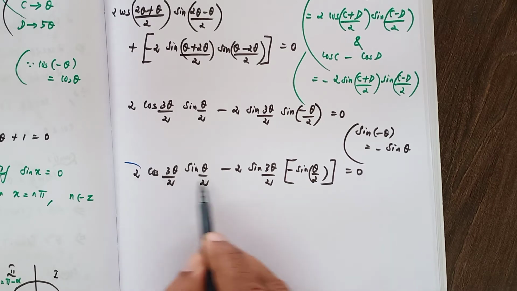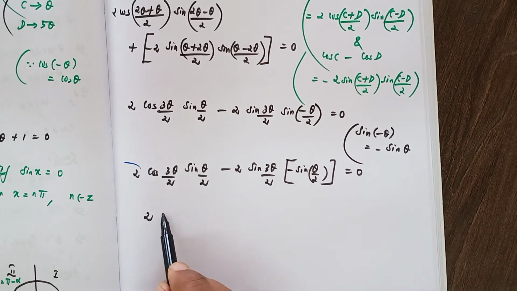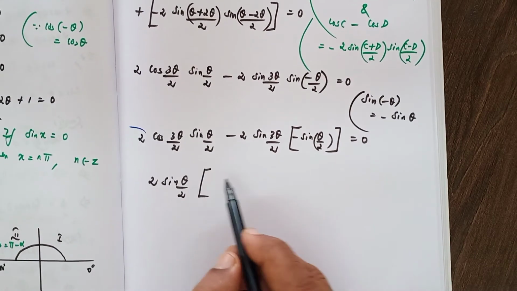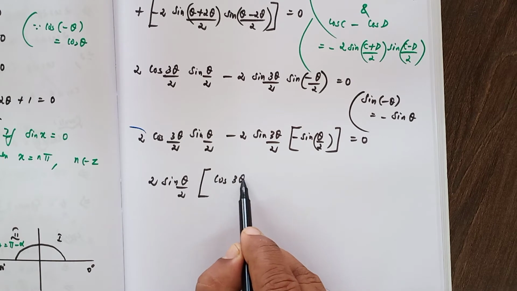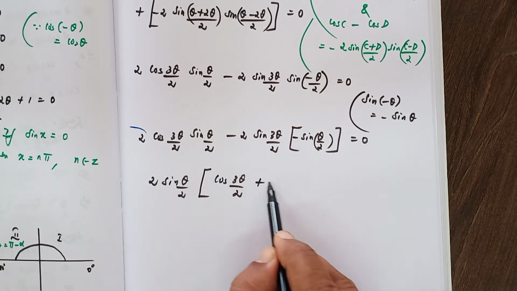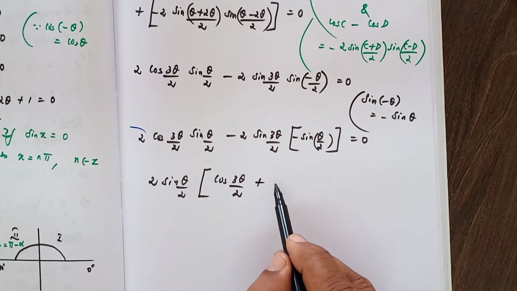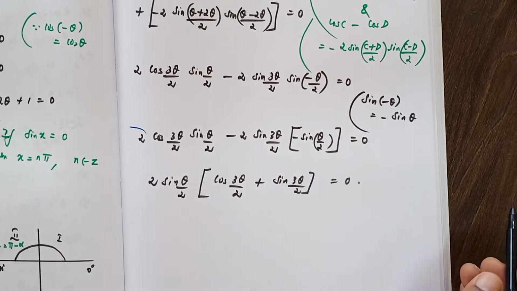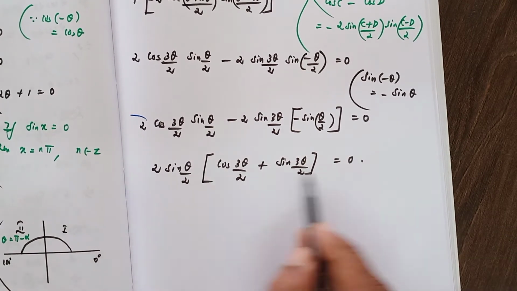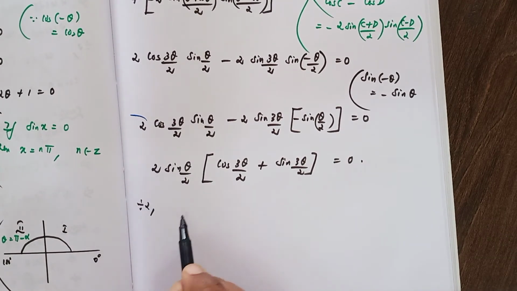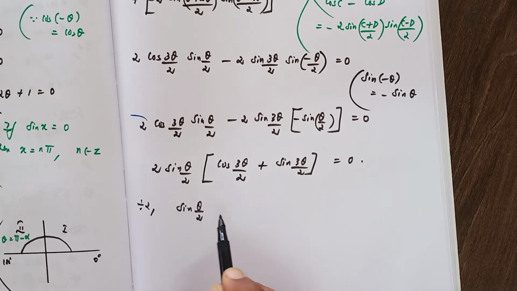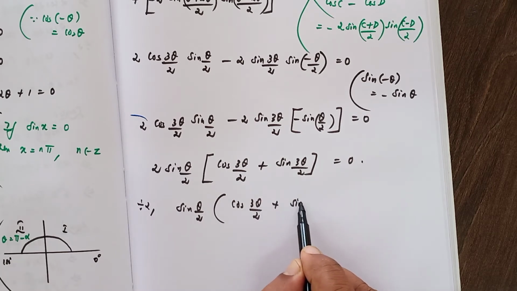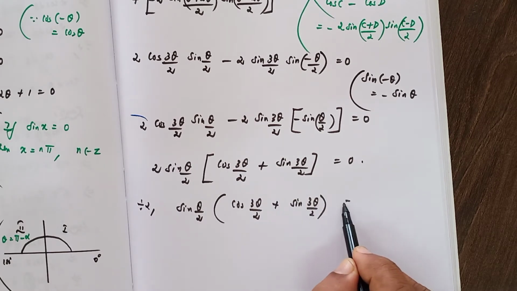We can directly write here 2 and 2 common, sin theta by 2 also common. If we take sin theta by 2 common, we will be getting cos 3 theta by 2 minus into minus plus, 2 and sin theta by 2 already common, we have sin 3 theta by 2, that is equal to 0. Now we can divide by 2. If we divide by 2, we will be getting sin theta by 2 into cos 3 theta by 2 plus sin 3 theta by 2, that is equal to 0.